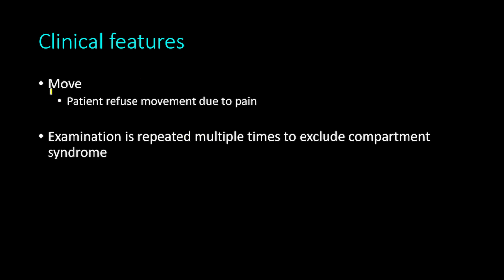Now regarding the move, you ask the patient to move their limb, but they refuse because of pain. The examination is repeated multiple times to exclude compartment syndrome. Now, there is a good risk for compartment syndrome with forearm injuries. That's why we always examine and repeat the examination looking for compartment syndrome in all forearm injuries and fractures.